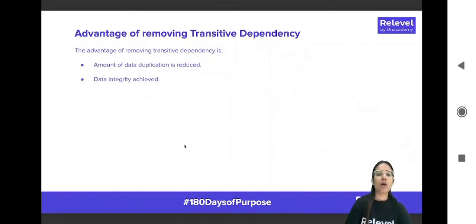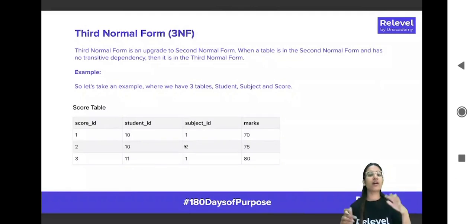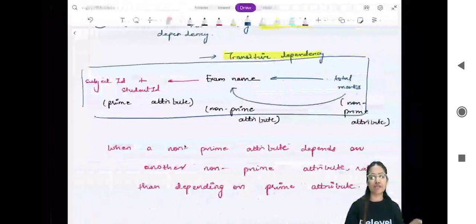Now here, the advantages of removing transitive dependency are that the amount of data duplication is reduced considerably, right? And the data integrity is achieved as well, right? All the 4 integrity rules that we discussed are achieved as well. Okay, so let's just quickly iterate on what the third normal form is. For a table to be in third normal form, it has to be in second normal form, and it does not have any transitive dependency as well.